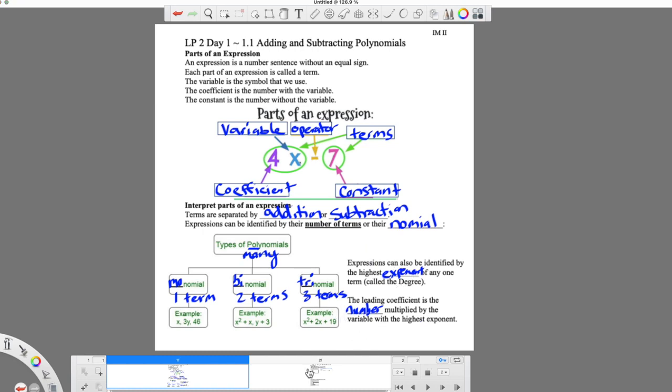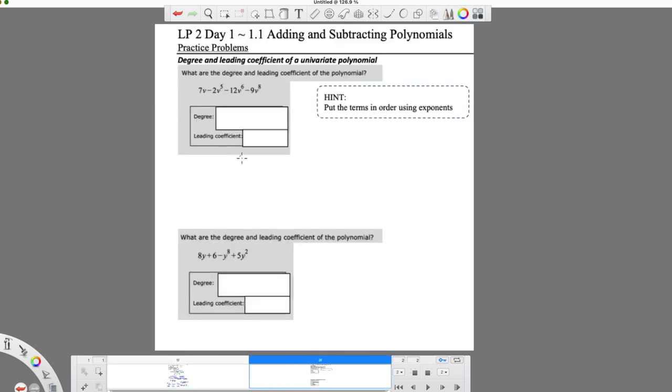So we have a couple practice problems here, and I give you a hint. I say put the terms in order using exponents. So what I mean by that is identify the largest exponent. So I have an 8, that's the largest one, so I'm going to go negative 9v to the 8th power. The next one would be 6. The next one would be 5, like this, and then plus 7v. So now I have them in order from greatest to least using exponents.